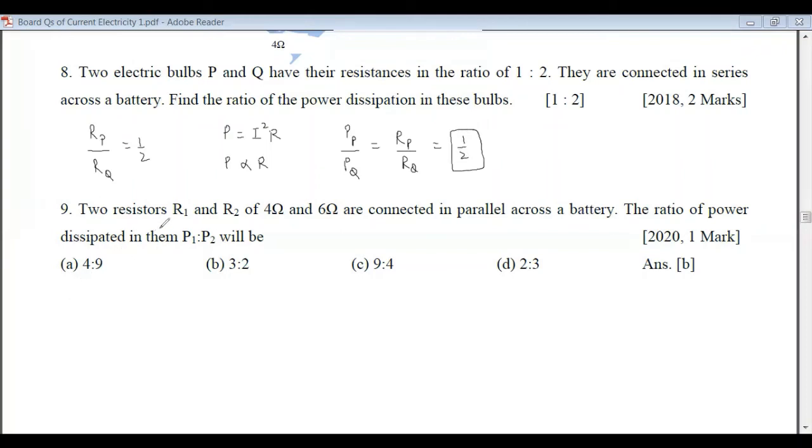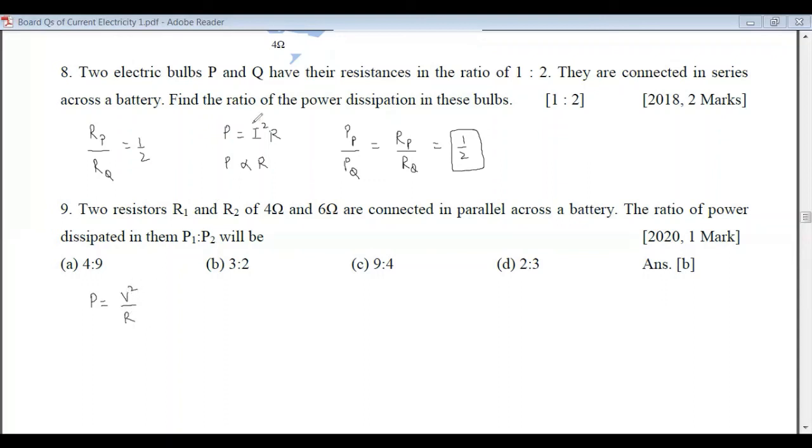Question number 9 is two resistors R1 and R2 of 4 and 6 ohm are connected in parallel. You have to find out the ratio of the power dissipated in them, that is P1 is to P2. This question had come in 2020 for 1 mark. Okay, now they are connected in parallel, that is the potential difference across each resistance is same. So here the formula used for power will be V square upon R. Why? Because V is same.